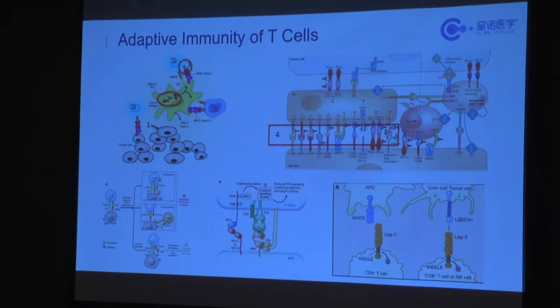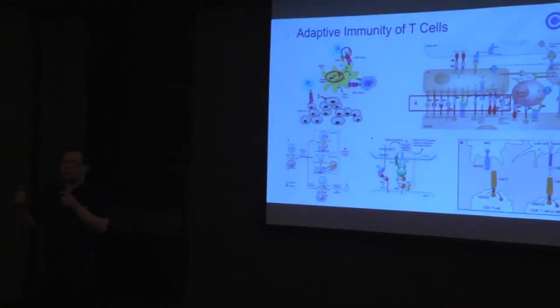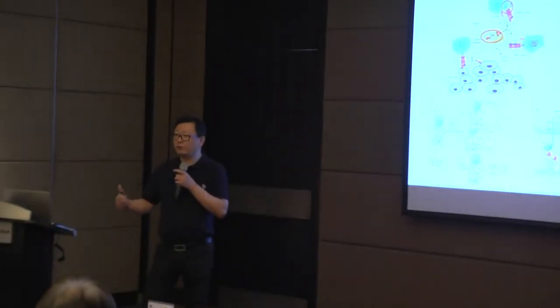So if we summarize, it seems that in all cancer treatment we follow four steps. The first step is to release the tumor surface antigen. You can do it by radiotherapy, by chemotherapy, or even by NK cells, because NK cells kill the cancer. Second, you need to pass it through to the APC cells, like dendritic cells.